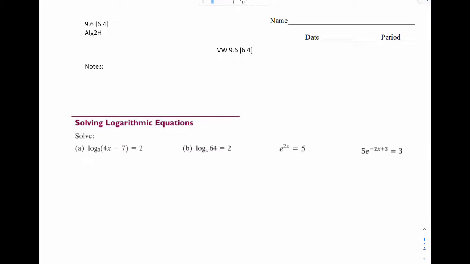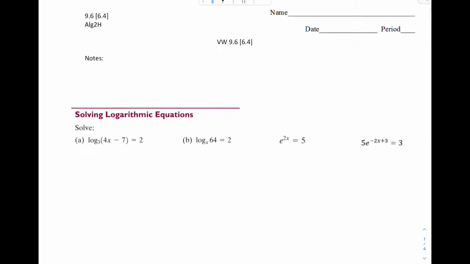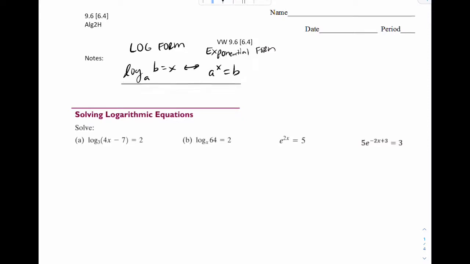So the only thing you have to really remember here is you have log form right here, and then you have your exponential form. So if you have this here, you're pretty much good to go.